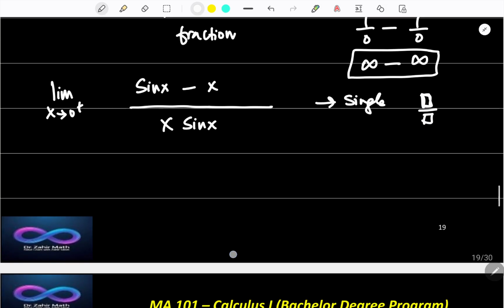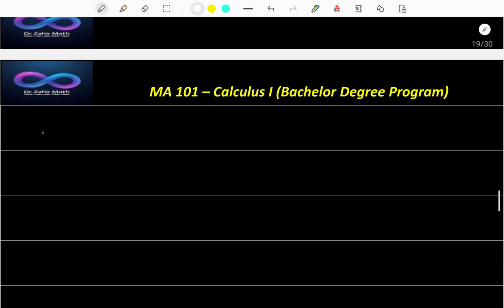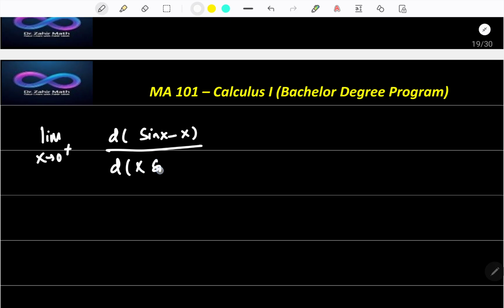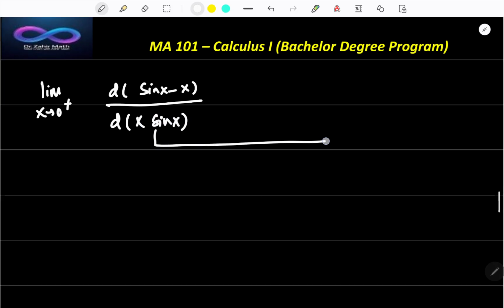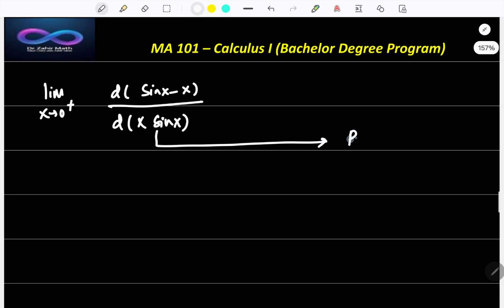Now what I need to do is apply the rule. Limit x tends to 0 plus, differential of sin x minus x divided by differential of x sin x. Here there is a product rule. Keep it in your mind. So in x sin x, this is u and this is v.